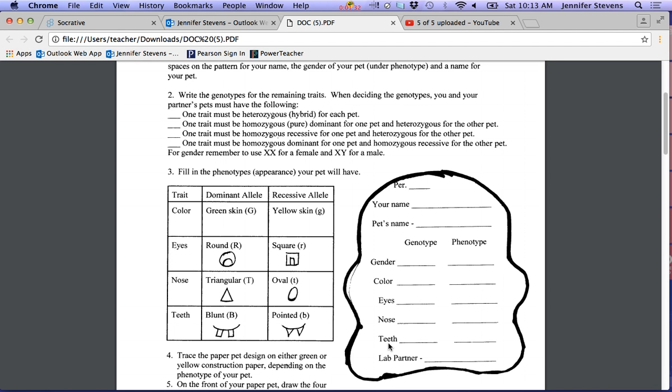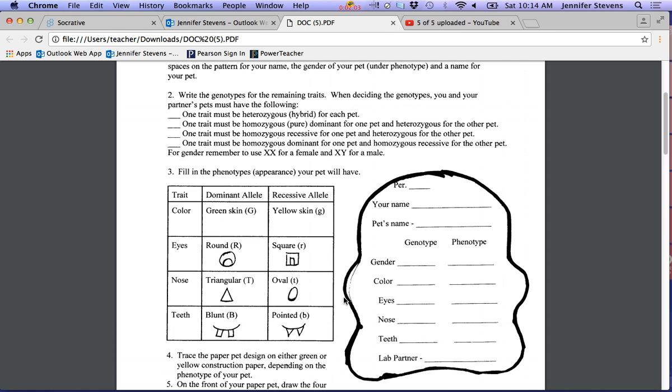Then we have these other traits: color, eyes, nose, teeth. These are the options. For color, the dominant allele is green with a capital G and recessive is yellow with a little g. For eyes, dominant is round with a capital R and square is recessive with a lowercase r. For the nose, triangular is dominant with a capital T versus oval with a lowercase t. And then teeth, blunt is dominant and pointed is recessive.